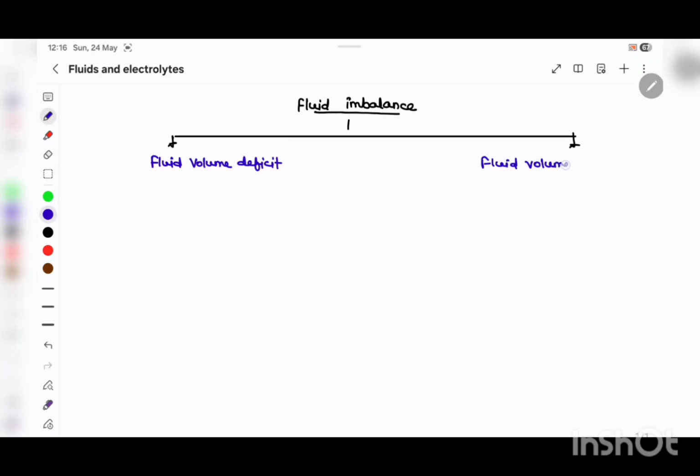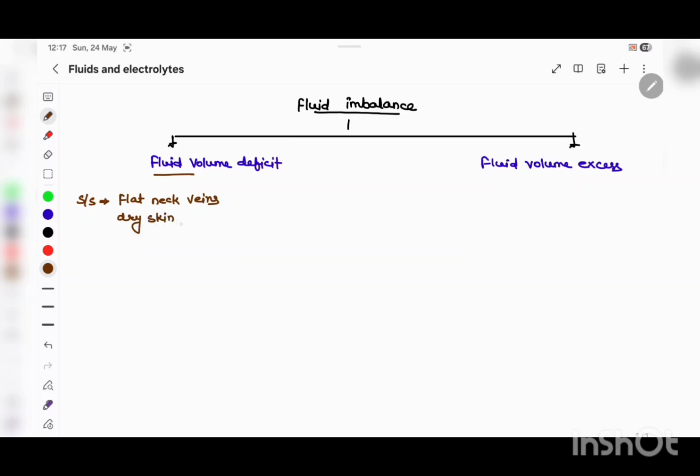So fluid imbalance has two types: fluid volume deficit and fluid volume excess. First we'll be studying fluid volume deficit, which means there will be a decrease in the fluid volume in the body, meaning water content decreases. So what signs and symptoms will be there? First of all, since water is decreasing, there will be flat neck veins. We should remember this.